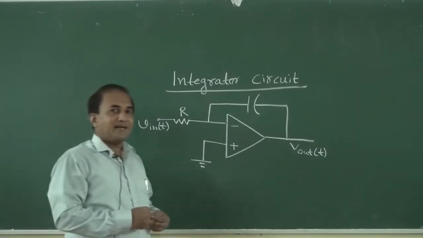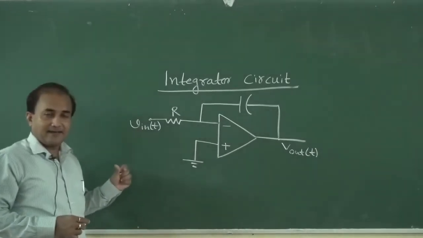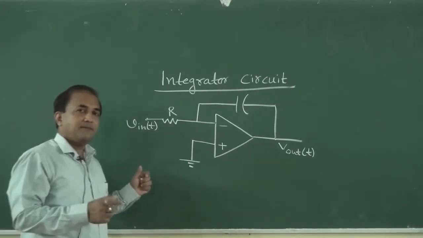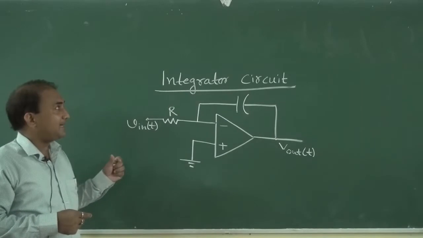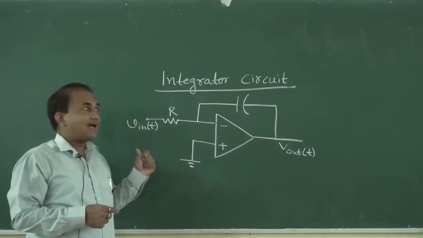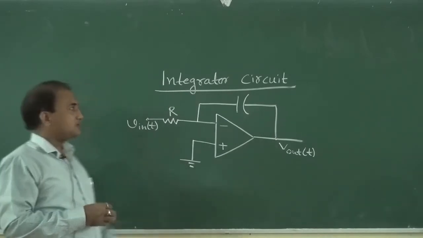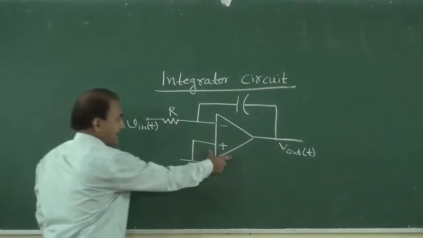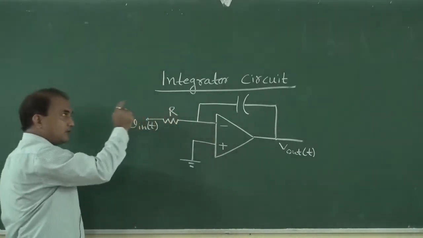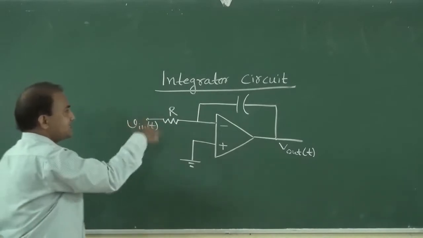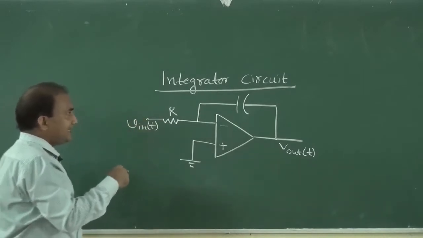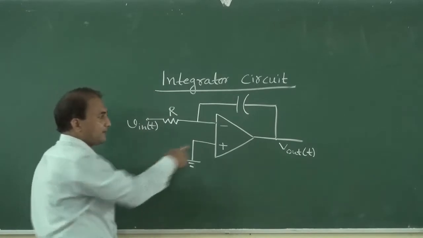Now we will see the applications of operational amplifier. We have seen many applications of operational amplifier. Now we will see another application of operational amplifier as an integrator circuit. So this operational amplifier can be used to make an integrator circuit. This is the circuit diagram of the integrator circuit using operational amplifier.